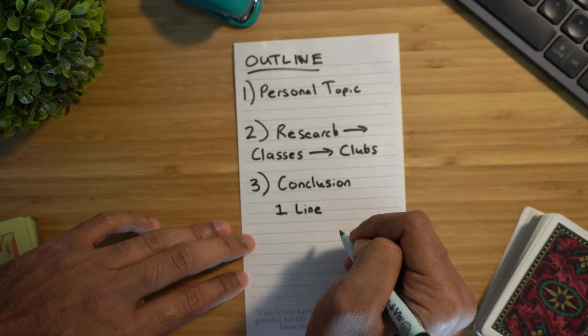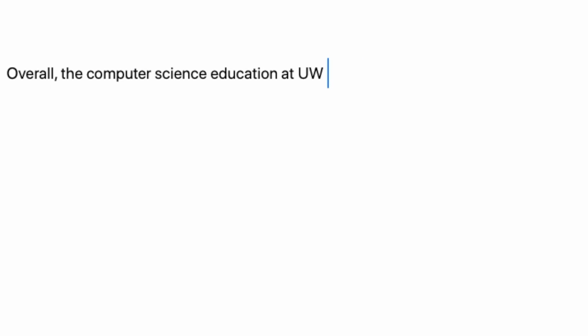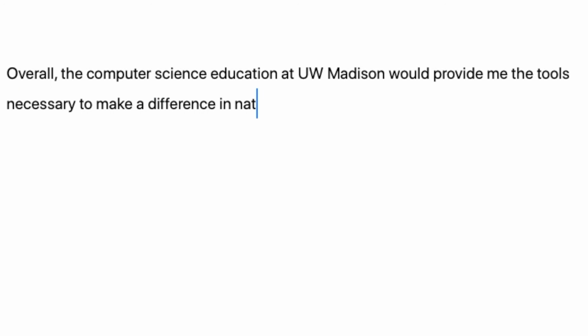I've always found the conclusion pretty difficult to write. Because you're not really adding anything to your essay through this, I would suggest just keeping it to one line. All you need to say is something like, overall, the computer science education at blank university would provide me the tools necessary to make a difference in flood prediction using software models. Don't overthink it and keep it short. It doesn't have to be that special, as the rest of the essay matters much more.